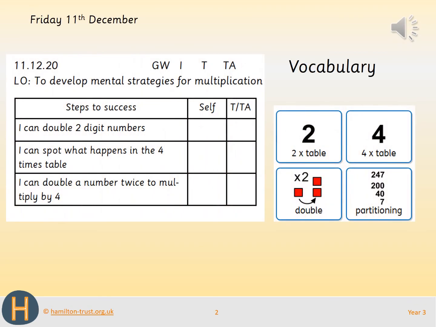Our learning objective for today is to develop mental strategies for multiplication. Your steps to success are to double two-digit numbers, to spot what happens in the 4 times table, and to double a number twice to multiply by 4. The vocabulary you'll hear me use in today's session is 2 times table, 4 times table, double and partitioning.